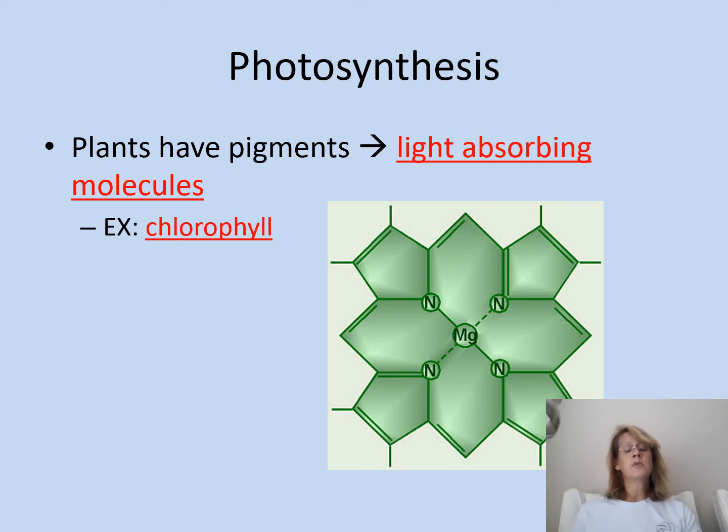And just like in the former video, we talked about these things called pigments. And pigments are light absorbing molecules. And so remember, a lot of the pigments are named according to their color. And chlorophyll is the most common pigment. And we talked about how all different pigments absorb different wavelengths of light. And the color you see is the color that pigment cannot use. It spits it back out.